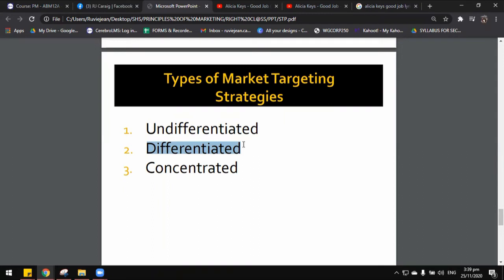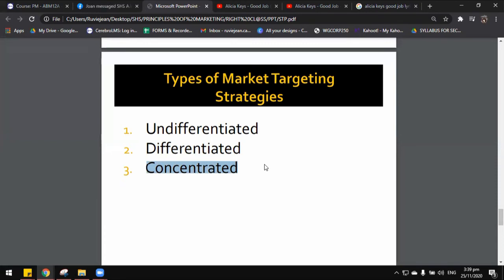Para dun sa mga taong mabilisan, ayaw nila ng matagal na proseso bago makainom ng kape, 'di ba? Meron din namang brewed coffee variants para naman dun sa naghahanap ng authentic flavor sa kape, 'di ba? And then class, the last one is concentrated. A concentrated marketing also called as niche marketing.